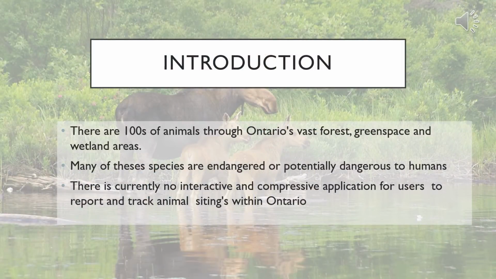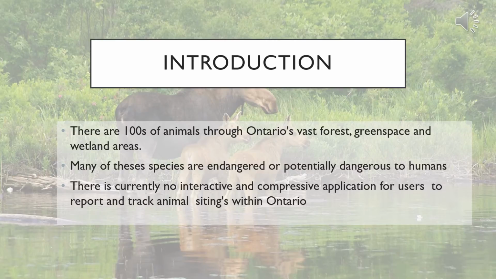In Ontario, there are thousands of kilometers of hiking trails and millions of hectares of green space, forests, and wetlands to explore. When exploring the vast nature of Ontario, there are hundreds of species of animals that people could run into, including dangerous and endangered species. There are currently applications for animals seen by users within South African national parks and other locations throughout the world. But currently nothing similar has been created for users to upload the animals they have seen throughout Ontario.